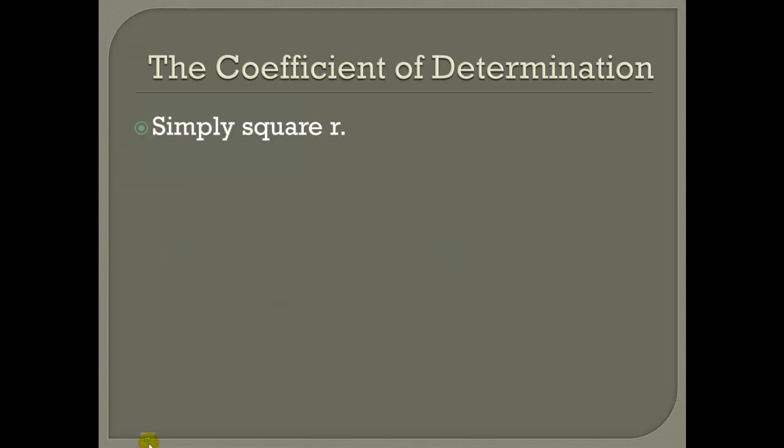But one other thing I want to talk about: a lot of times you'll see statisticians report what's called the coefficient of determination. And this is basically just the square of r. You calculate your correlation, so your correlation coefficient is r, and then your coefficient of determination, which is sometimes also called r squared, is again just simply squaring r.